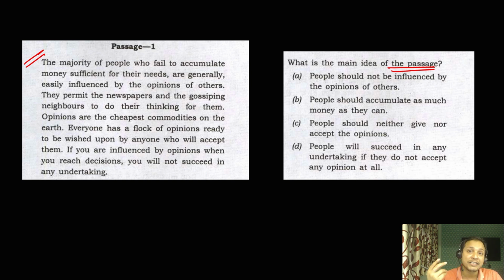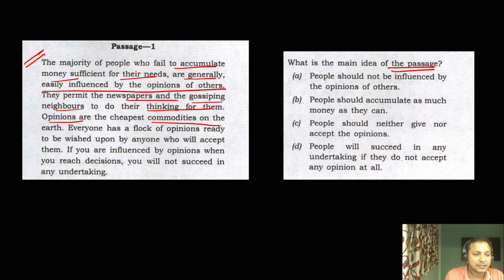Okay, main idea, as I told you, it will be in the first line or in the last line. Let us read this. Majority of the people who fail to accumulate money sufficient for their needs are generally influenced by opinions of others. They permit newspapers, gossiping neighbors to do their thinking for them. Opinions are the cheapest commodities on the earth. Everyone has a flock of opinions ready to be wished upon by anyone who will accept them. If you are influenced by opinion when you reach decisions, you will not succeed in any undertaking.